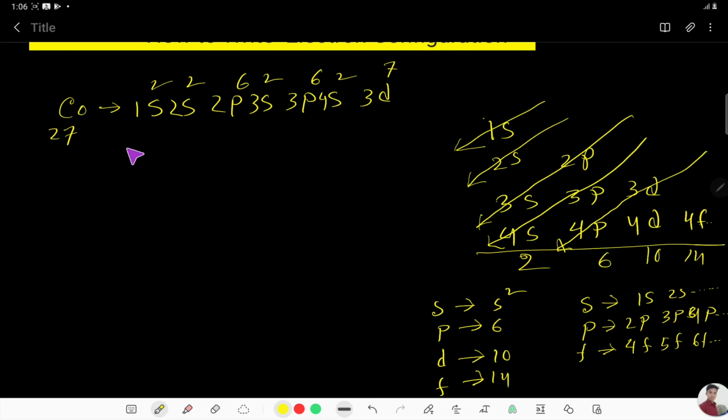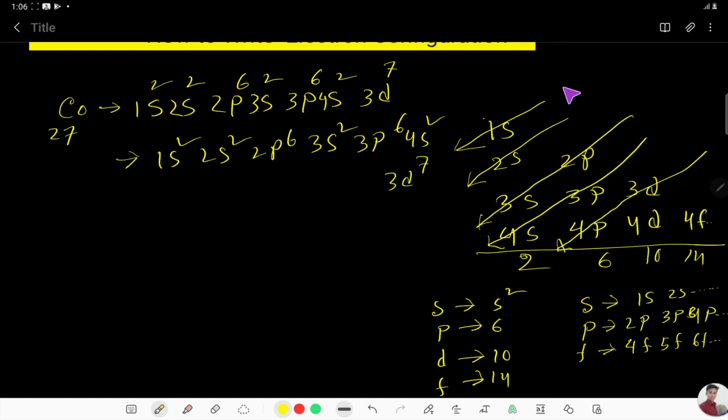So for cobalt, look, we have 1s2, then we have 2s2, then we have 2p6, then 3s2, then we have 3p6, then 4s2, right? And after 4s2 you have 3d7. So you have to draw the line this way, right?